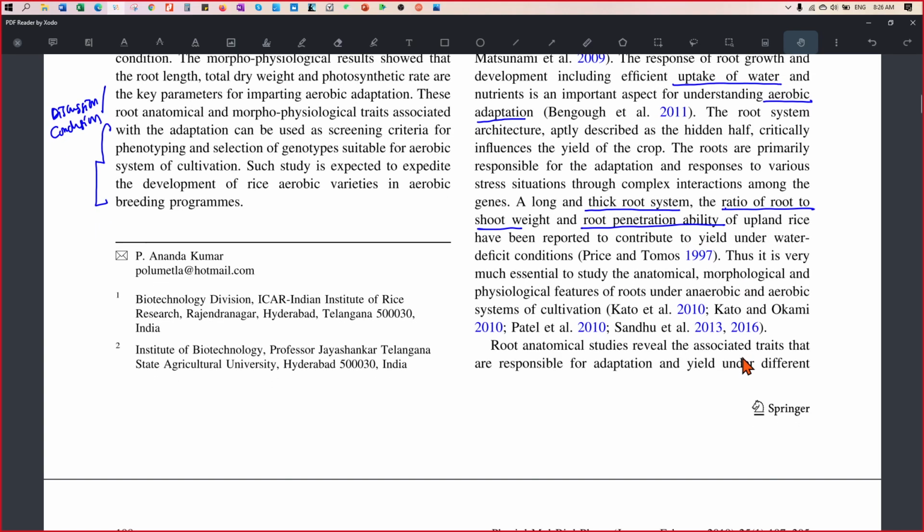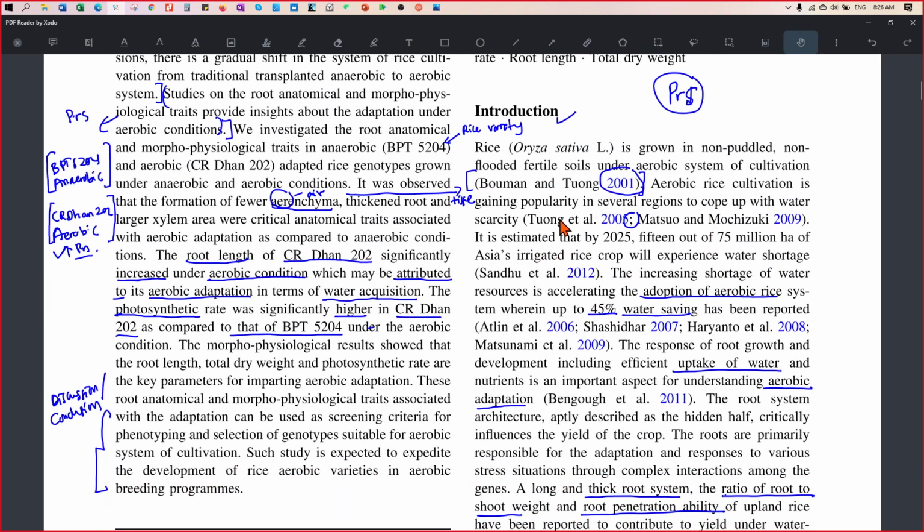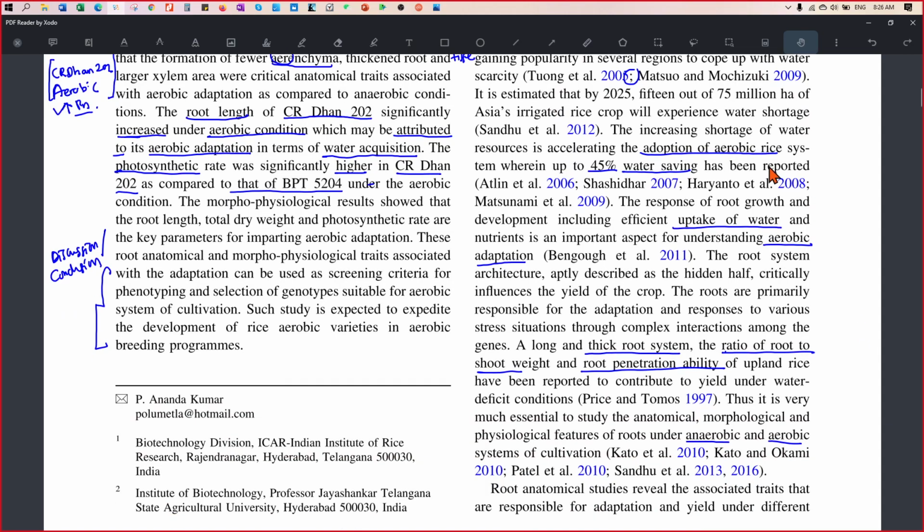Therefore, it's very much essential to study anatomical, morphological, and physiological features of roots under anaerobic and aerobic condition. So you see that the authors here make a very general introduction about the rice cultivation system, and then they focus on the fact that there is already a movement or tremendous effort to adopt the aerobic rice.